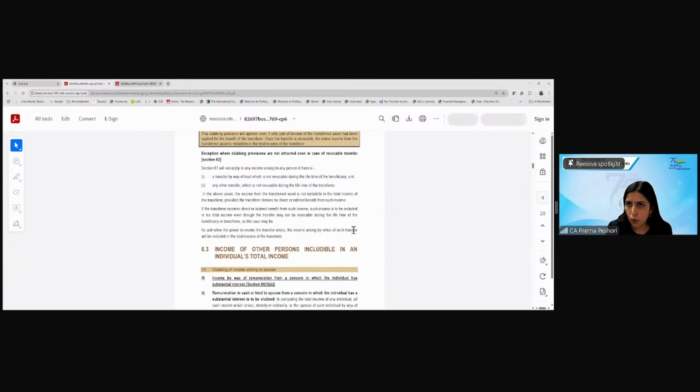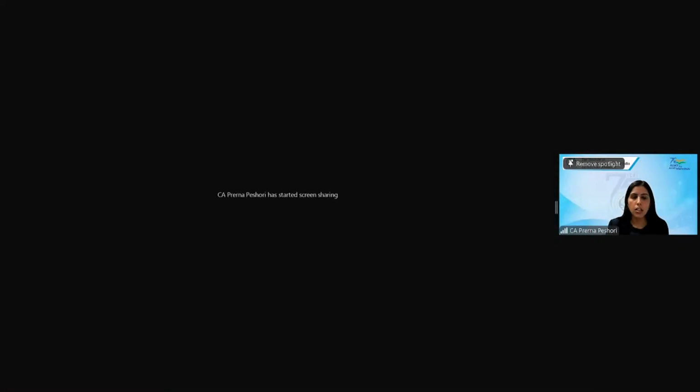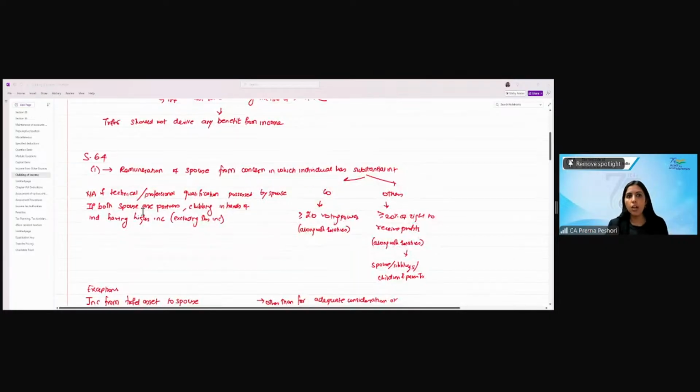Now coming to section 64, let me take you back to my notes. So 60, 61 and now coming to 64. Remuneration of a spouse from a concern in which the individual has a substantial interest. So let's say there is a concern from which I am giving remuneration to my spouse, in which I have a substantial interest. Now, substantial interest means what? If the concern is a company, I have more than 20% of voting power. Or in other cases, I have more than 20% of profit sharing. Then in that particular case, the income will get clubbed in my hands.